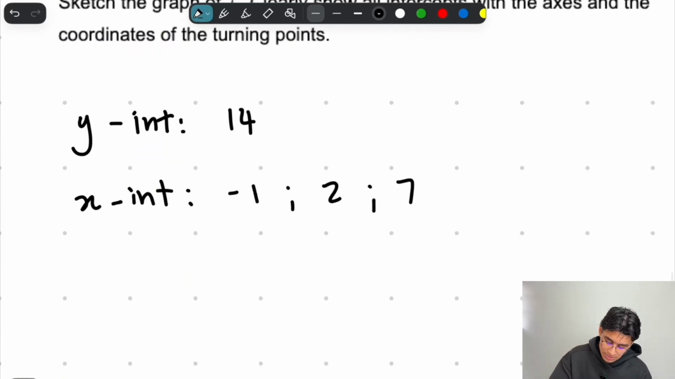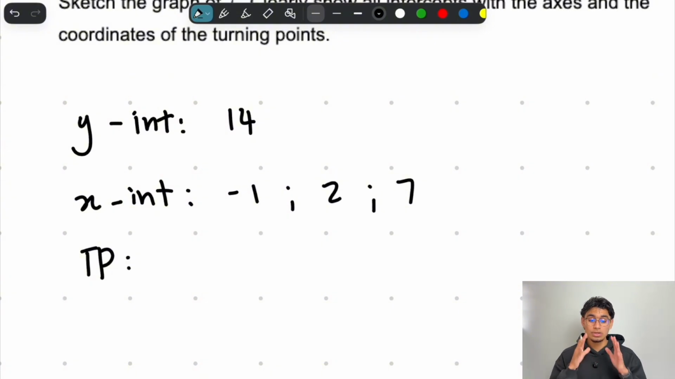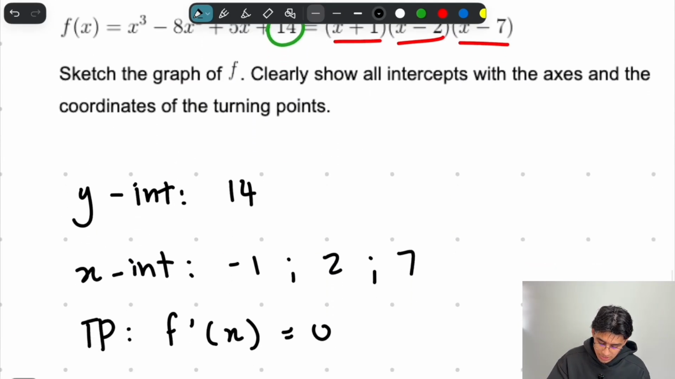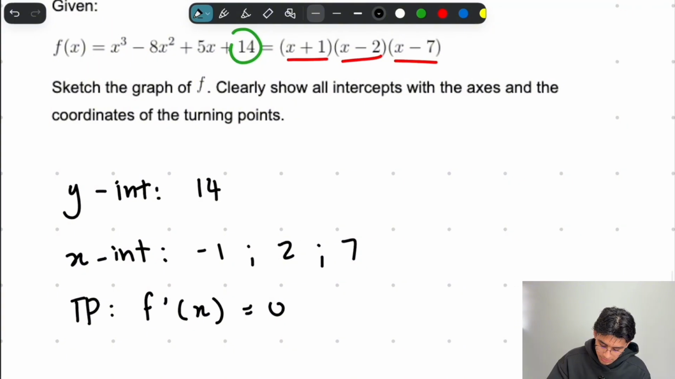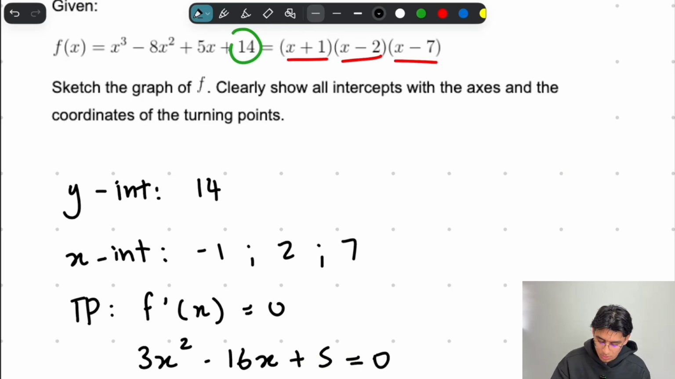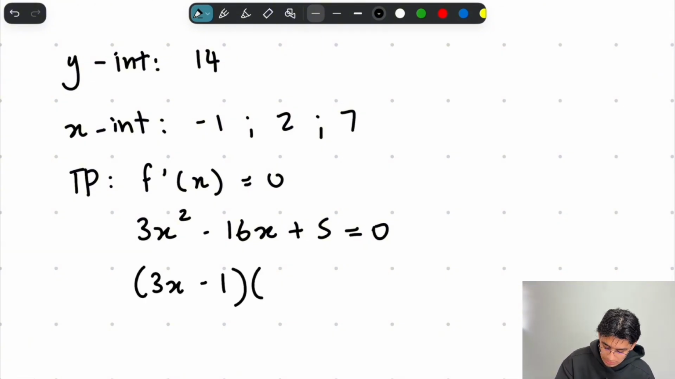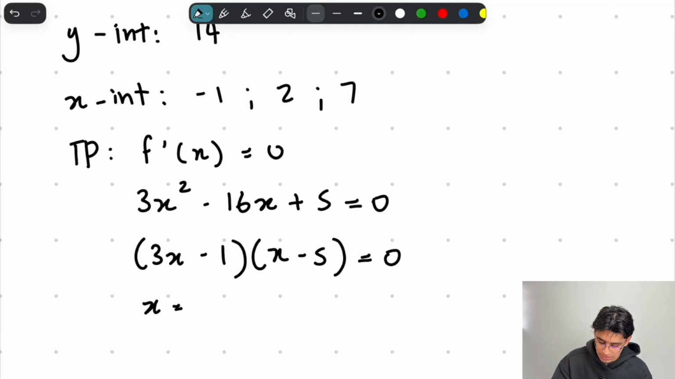Next up is going to be the turning points. The turning points, I know, is the first derivative equal to 0. So what you're going to do is find the first derivative of this graph over here. The first derivative being 3x squared minus 16x plus 5 equals 0. Then you're just going to factorize. So it's going to be 3x minus 1 and x minus 5 equals 0. So the 2 points are x equals a third and x equals 5.